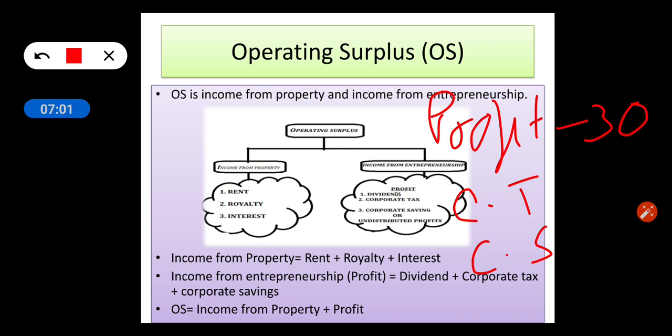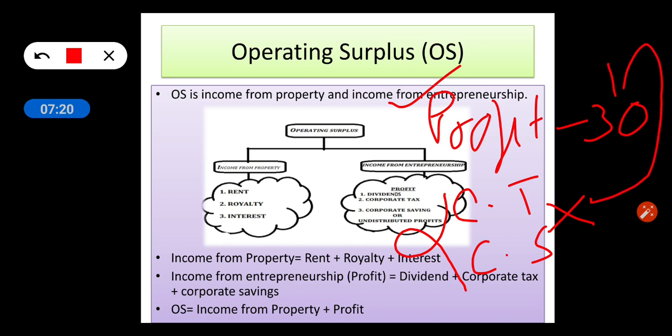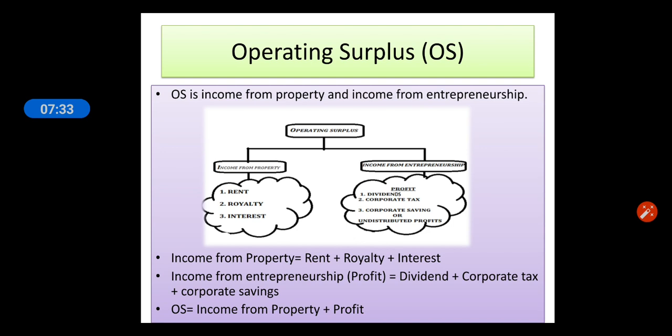We know that profit comprises dividend, corporate tax, and corporate saving, right? So if the value of profit is given, we are not going to check the value of corporate tax and corporate saving. We are going to neglect these values because they are already included in the value of profit. So we will take only the value of profit, and we will ignore the value of corporate tax and corporate saving. If the value of profit is not given, then you add up corporate tax and corporate saving to get profit.